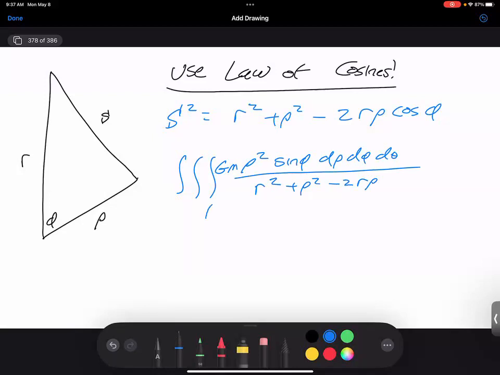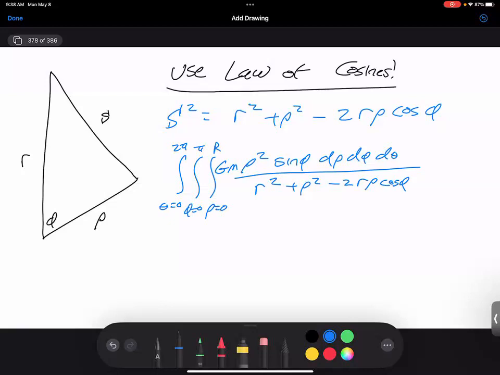Rho goes from 0 to r, phi goes from 0 to pi, theta goes from 0 to 2 pi. Which integral is the easiest one to do? The rho integral, the phi integral, or the theta integral? Oops, 2 rho cosine phi.